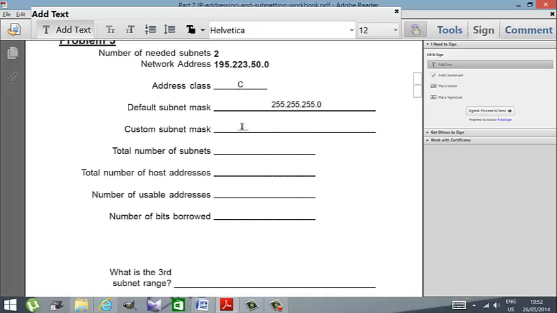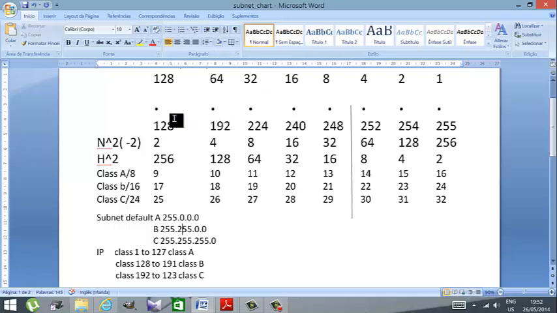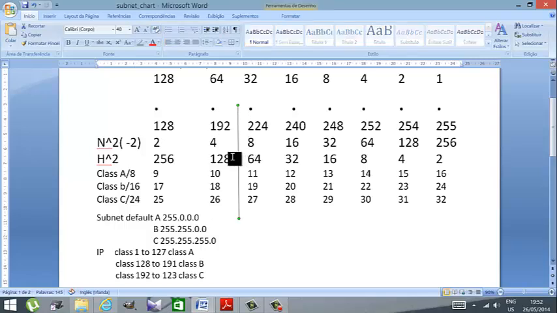Now we have to find our custom subnet mask. We need two subnets, so let's have a look in our chart. Here we have the network part and the host part. We need two networks. We're just gonna use our line, and over here on my left I have 4 subnets. I cannot use 2 if I need 2, because 2 of these addresses have to be used for the network ID and for the broadcast.